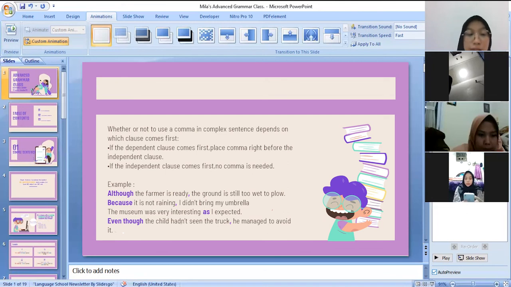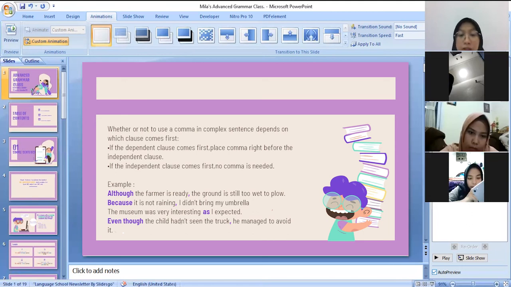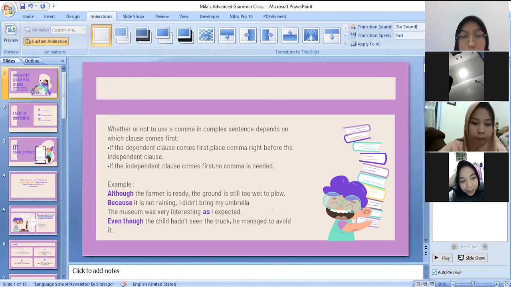Look at the example. Although the farmer is ready, comma, the ground is still too wet to plow. So if the dependent clause comes first, you put a comma after that. Then the independent clause comes next. But look at this example: the museum was very interesting as I expected. If the independent clause comes first, you don't need a comma before the dependent clause.